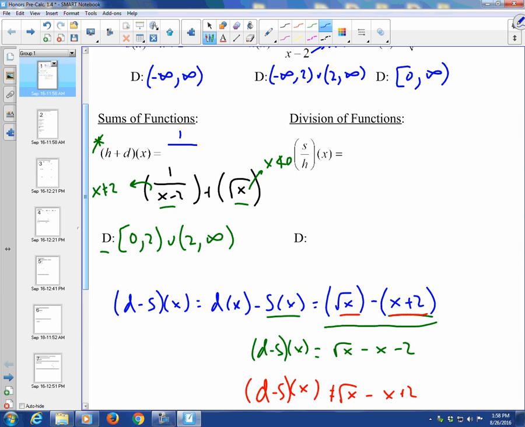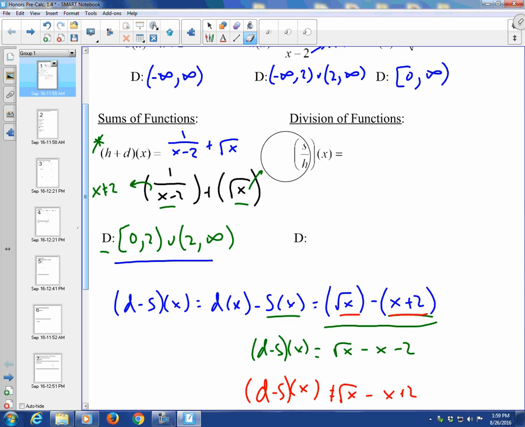So right here we'd say h plus d of x would be 1 over x minus 2, and then right here plus the square root of x. And that would be our new function with the given domain right here. Now, obviously simplifying doesn't change the domain at all. But what we're going to see in our next example is a new function where simplifying is going to look like it's affecting the domain.